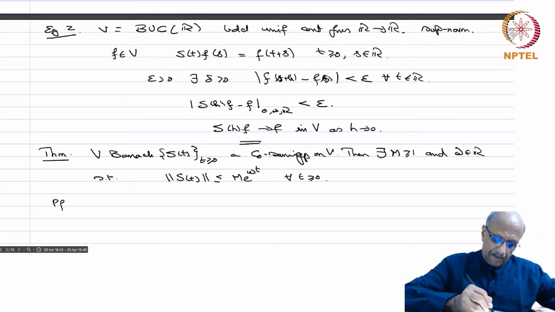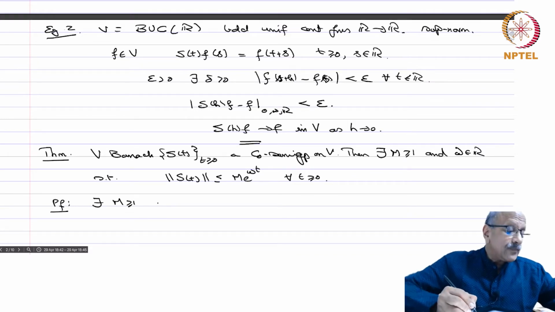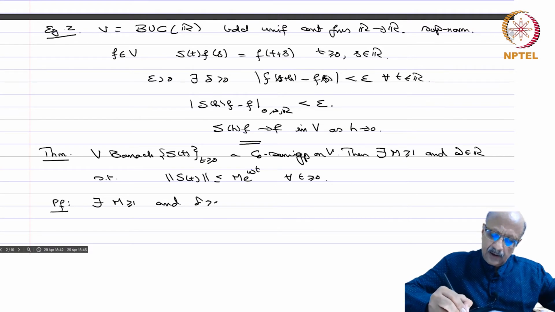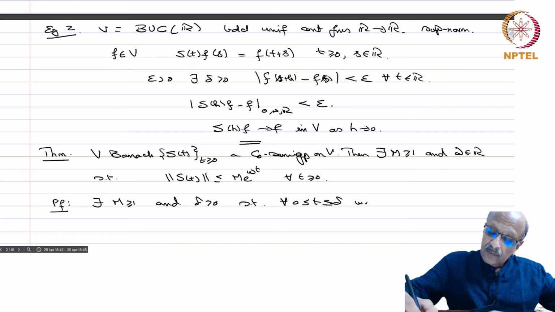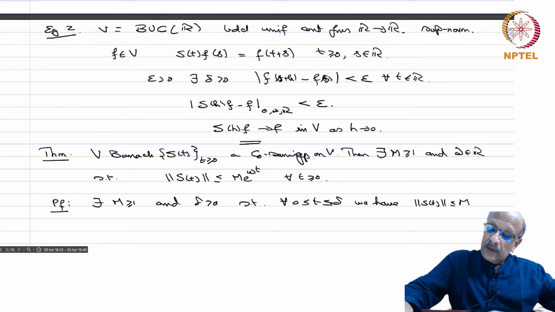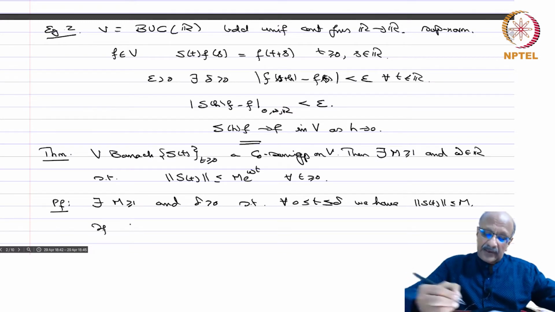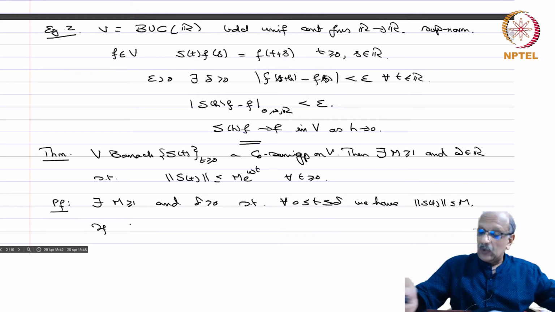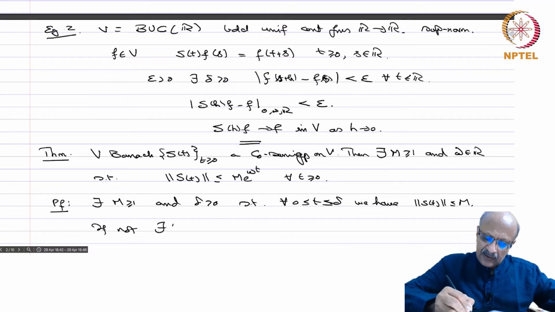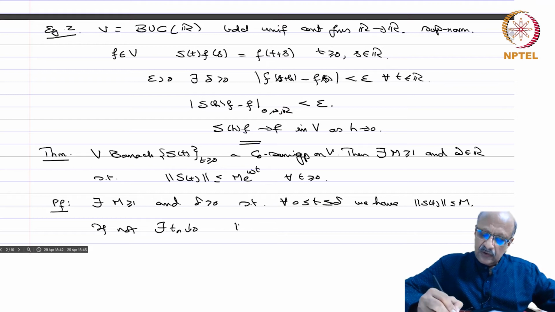Okay, so proof. There exists an M greater or equal to 1 and delta positive such that for all 0 less than or equal to t less than or equal to delta, we have norm of S(t) less than or equal to M. So M can be taken bigger than 1 without loss of generality. Now if not, there exists a t_n decreasing to 0 such that norm of S(t_n) is unbounded.